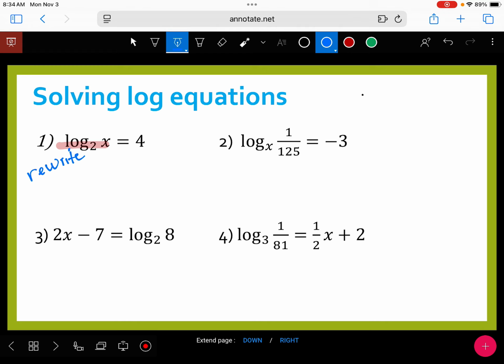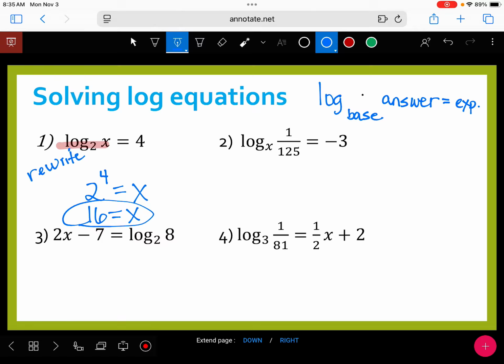If I were to rewrite this as an exponential statement, it would be 2, what's my exponent? 4 equals x. Remember, it's log, then base, and then you have your answer that equals your exponent. Now we just figure out what that is. What is 2 to the power of 4? Is it 8, because 2 times 4 is 8? No, 16.